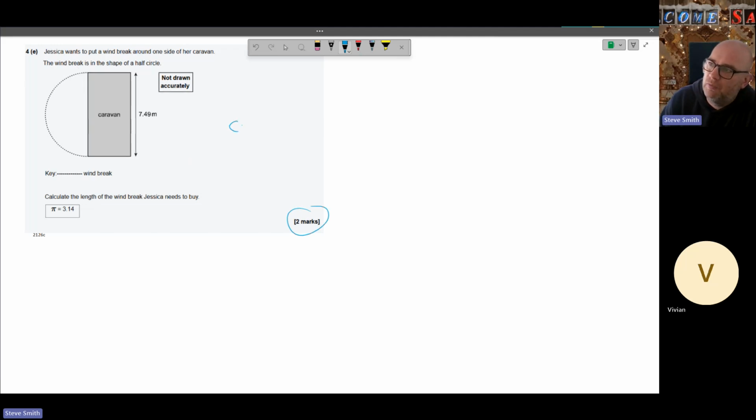I'm seeing circumference. So I'm seeing pizza crust. So I'm seeing pi times diameter, pizza crust all the way around. But then it's only half a circle, so we're going to divide it by 2, because it's only half a circle. It says half there. Okay, so we've got the diameter here, look, it's the same as it is at the other side. So we've got pi times by 7.49 divided by 2.